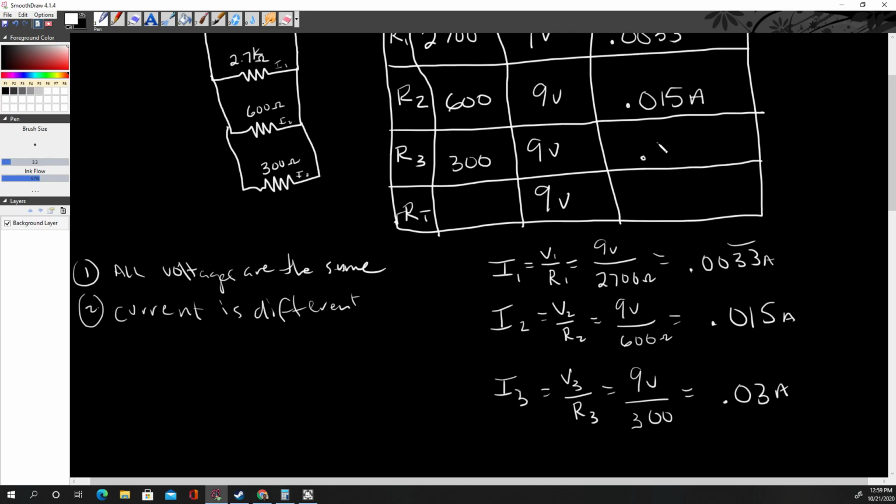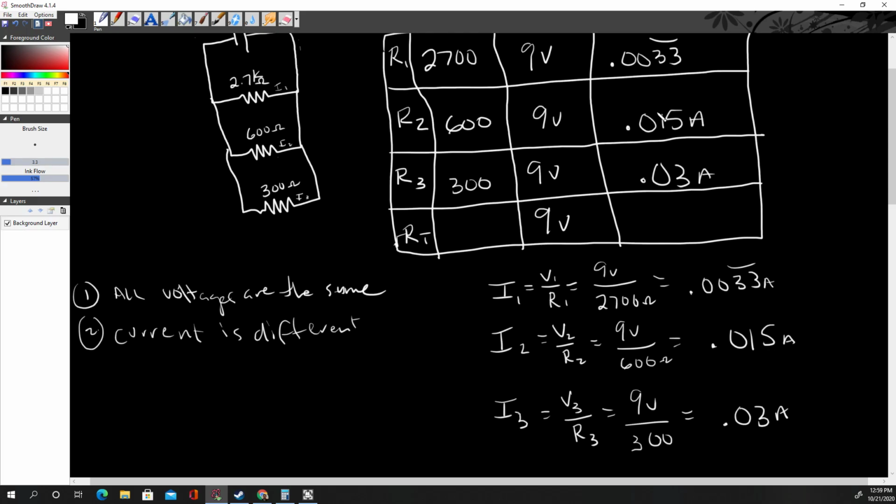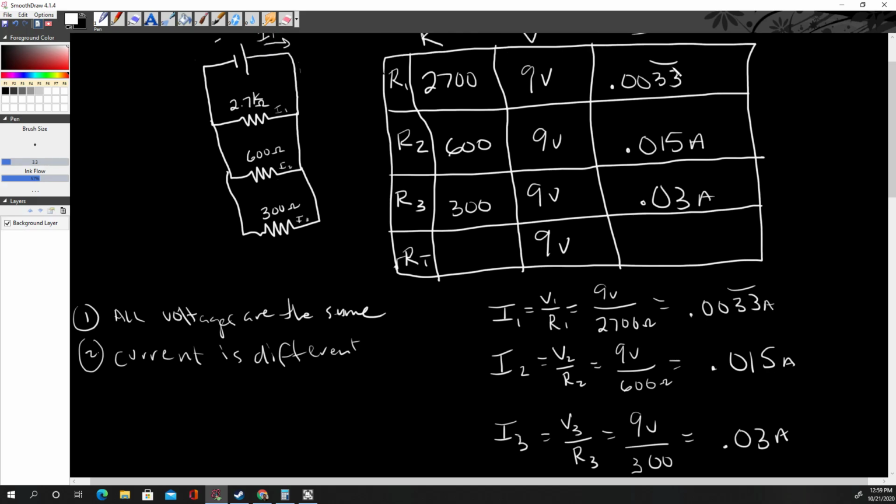And this one has the most current because it has the least resistance. This one has the most resistance, so it's the smallest amount of current, 0.003. If you look right here, 0.003 amps. I didn't put the A here.